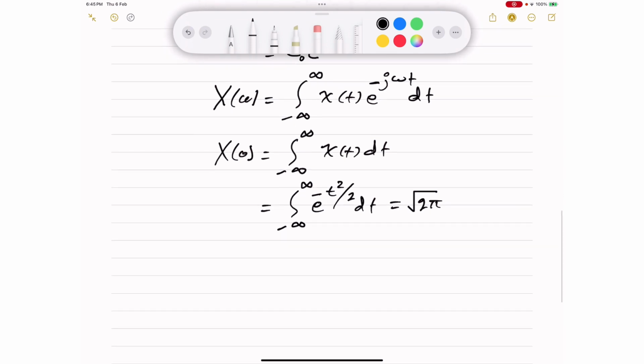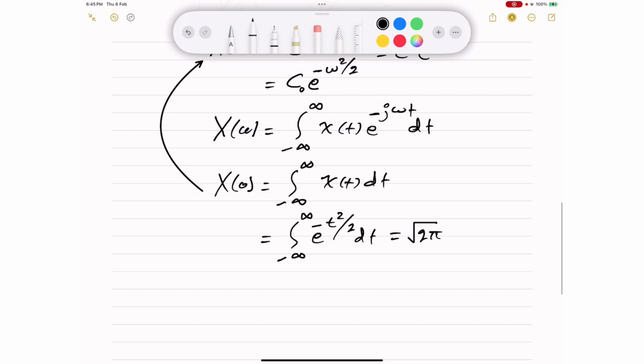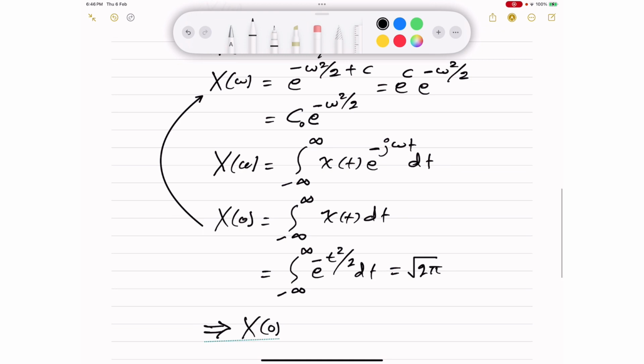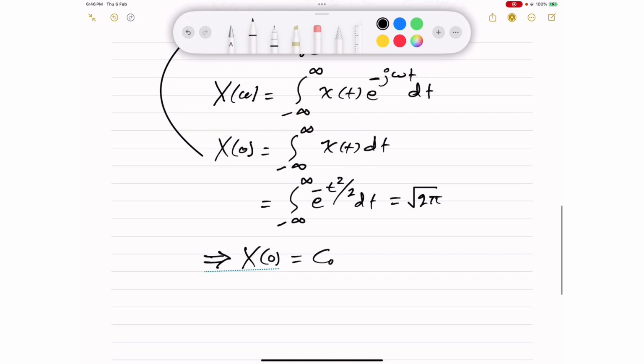So let's go back here. We're going to substitute this back here. I will evaluate that equation at omega equals 0, so that the exponential e to the minus omega squared divided by 2 is going to be equal to 1, because e to 0 is equal to 1, and we're left with c naught, which is nothing but the square root of 2 pi.